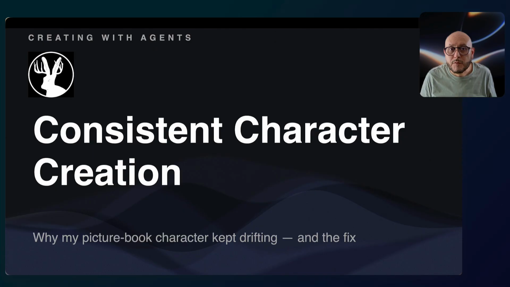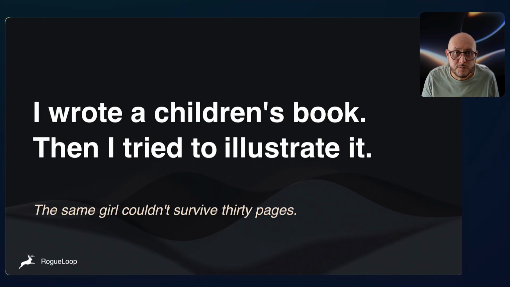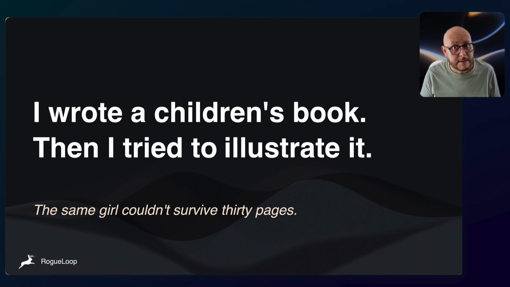Today we're talking about creating with AI. In this case, creating consistent character illustrations. I wrote a children's book. Yes, I did, and I shall tell you more about that at some point, maybe next week. In any case, I have been in the process of illustrating it with AI, and I hit a wall I didn't expect. The same character, in this case a girl, has to survive 60-odd pages. The model won't agree to that, and once I worked out why, the whole problem changed shape.